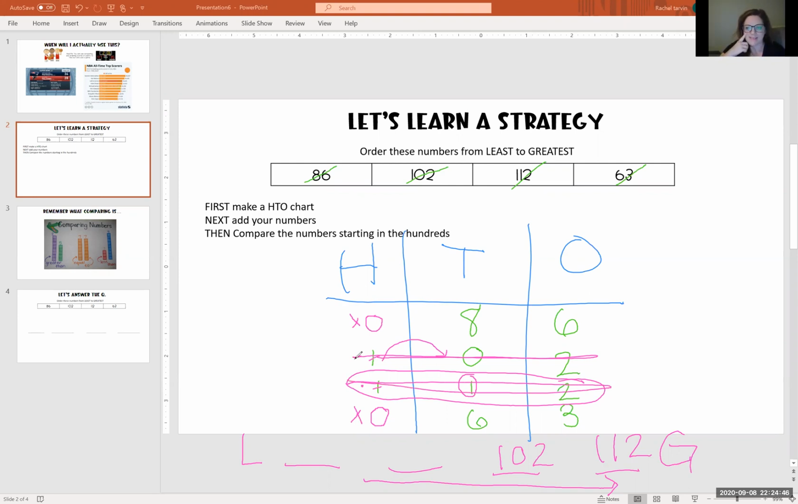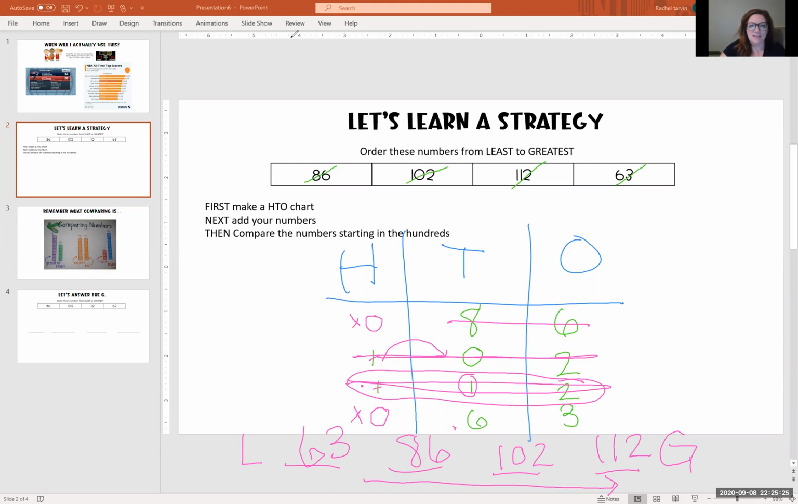Now it's between 86 and 63. They have no hundreds, remember? So I'm looking at the tens place. Is it 8 or 6? I know that this is 8 tens or 80. This is 6 tens, so 60. What is bigger? Oh, I know you're already saying it at your house. You know that 8 is greater than 6. If 8 is greater than 6, this is my next greatest number, 86. And what's left? 63. 63 would go right there.